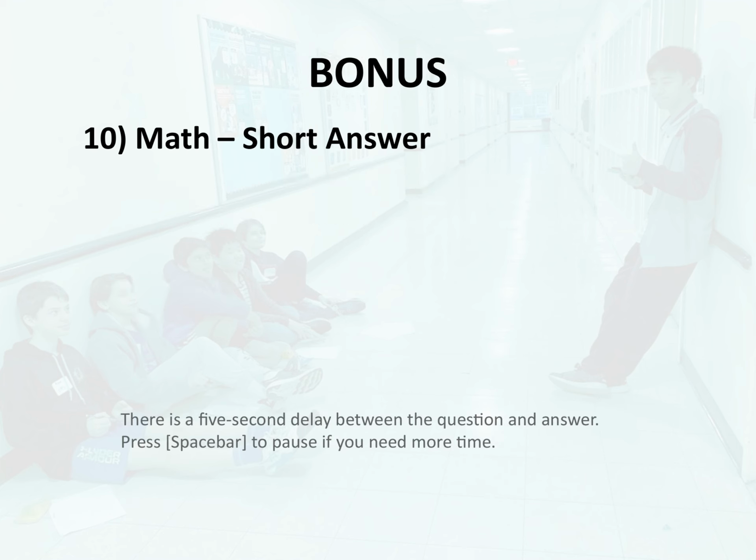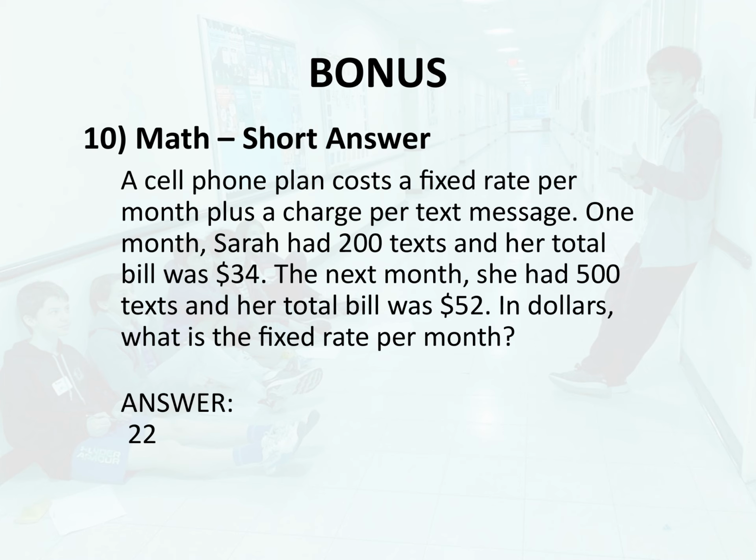Bonus 10. Math, short answer. A cell phone plan costs a fixed rate per month plus a charge per text message. One month, Sarah had 200 texts and her total bill was $34. The next month, she had 500 texts and her total bill was $52. In dollars, what is the fixed rate per month? Answer 22.